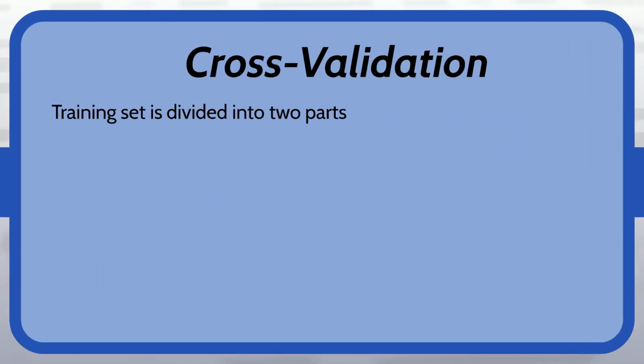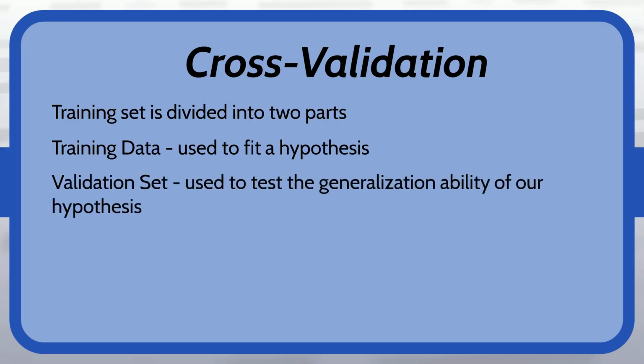So this brings us into the process of cross-validation. We are going to divide the data that we have into two parts for this process. The first part is going to be the training data, and we are going to use that to fit a hypothesis. And then on the flip side of that, we are going to have the validation set, which is going to be used to test the generalization ability of our hypothesis.